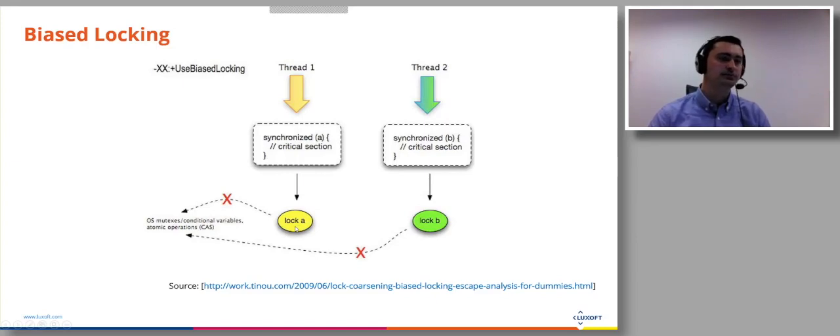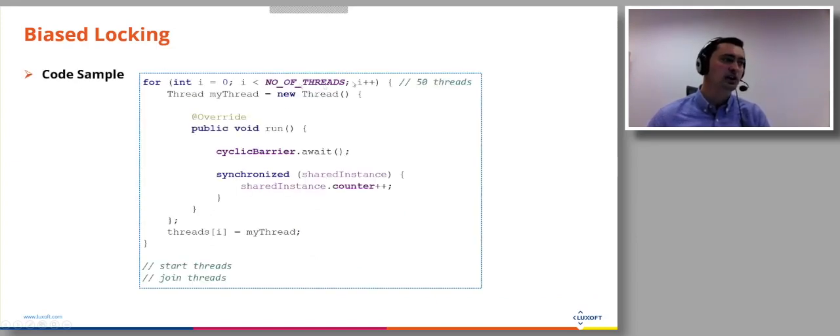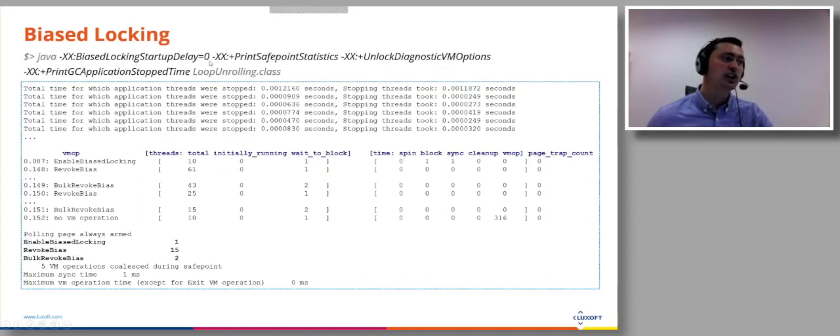I wanted to test this by creating this loop. Inside this loop, I created 50 threads, and inside each thread I put a synchronized on the shared instance, and each thread mainly incremented the counter. I started the threads and I joined them. To start the JVM, I used BiasedLockingStartupDelay=0. Why? Because the biased locking scheme is implicitly started after 4 seconds, based on the rationale that in the beginning there is a lot of contention and it doesn't make sense to activate biased locking from the start.